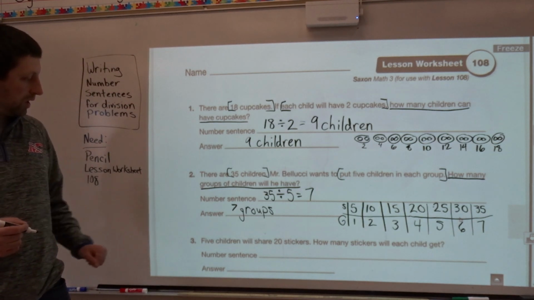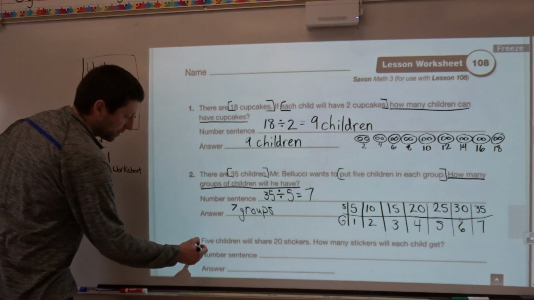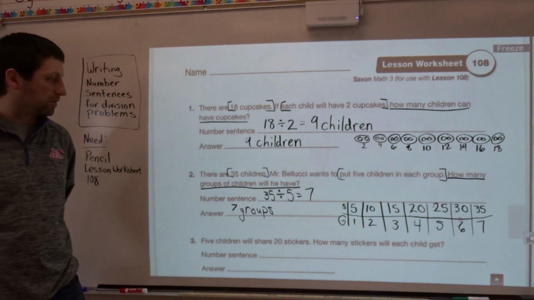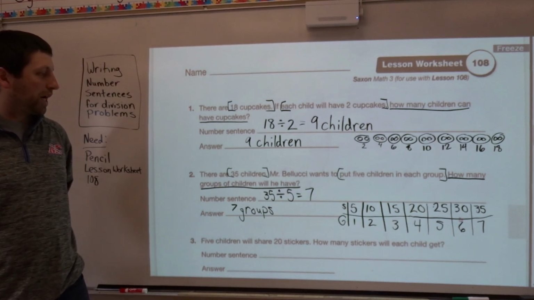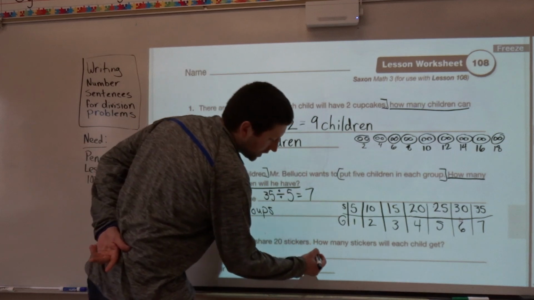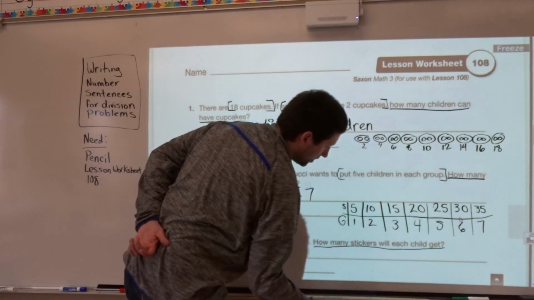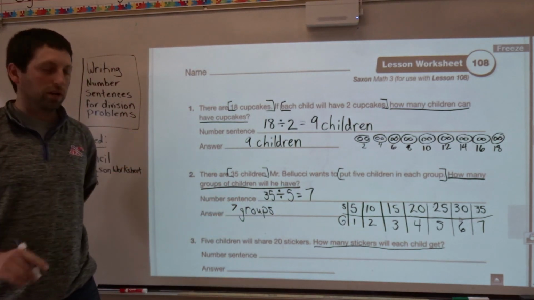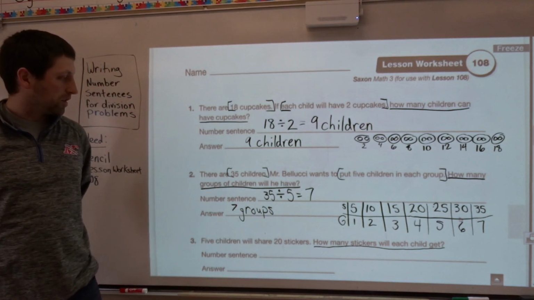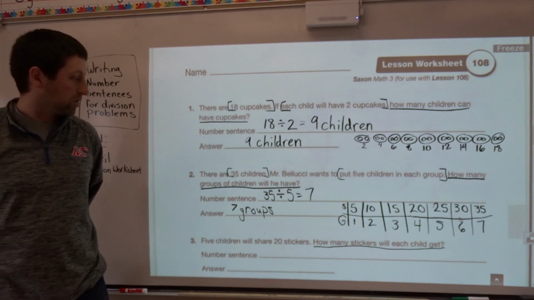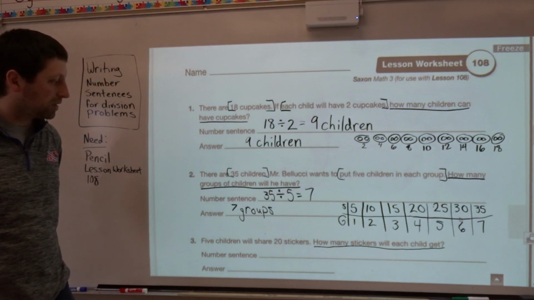Alright, number 3. 5 children will share 20 stickers. How many stickers will each child get? Now they wrote this to try to trick you. They flipped the numbers around on you. So the first thing I do is underline the question. How many stickers will each child get?